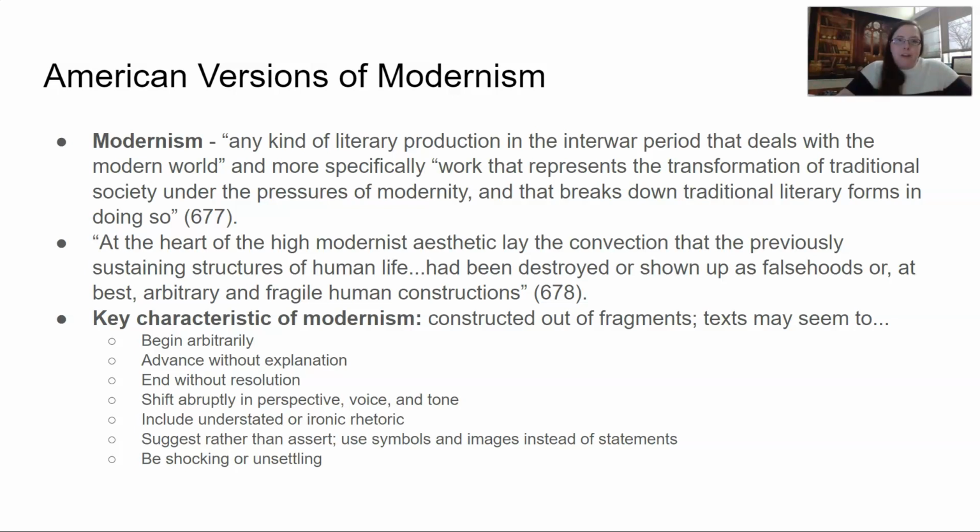We get some American versions of modernism. Like I said before, modernism is an international idea. Modernism is taking hold in multiple countries, not just in the US. Our book labels modernism generally, and then more specifically, and I'm quoting here, as first, any kind of literary production in the interwar period that deals with the modern world, but more specifically, work that represents the transformation of traditional society under the pressures of modernity, and that breaks down traditional literary forms in doing so. And we talked about that before.